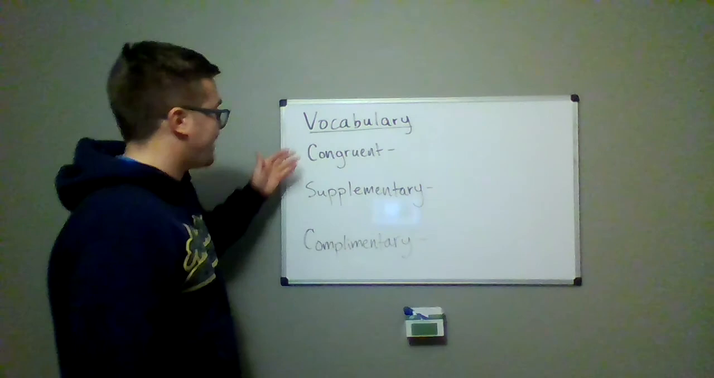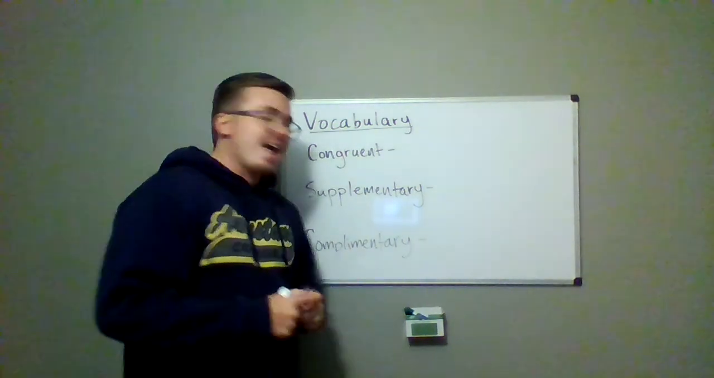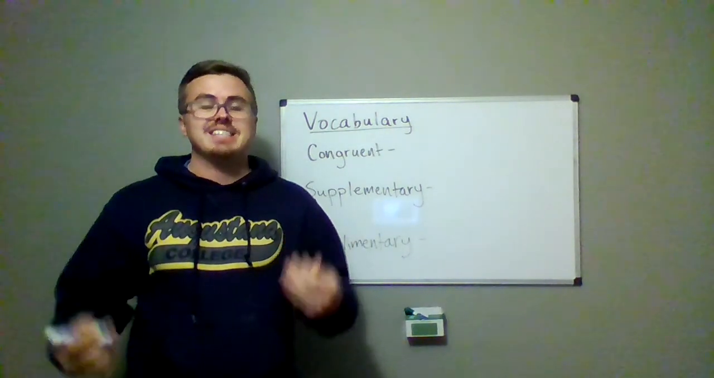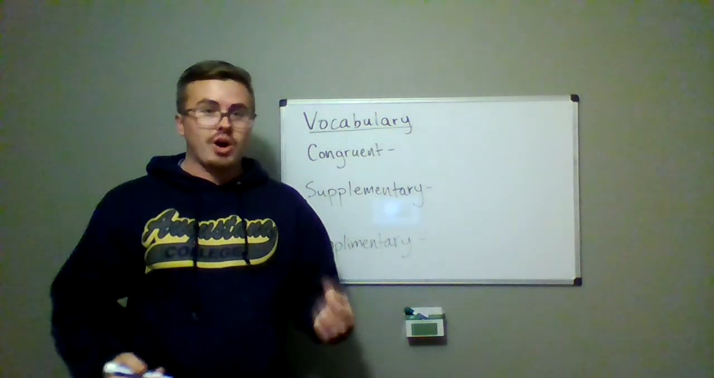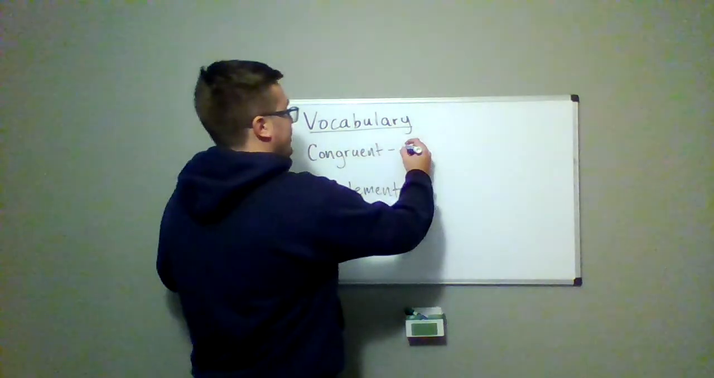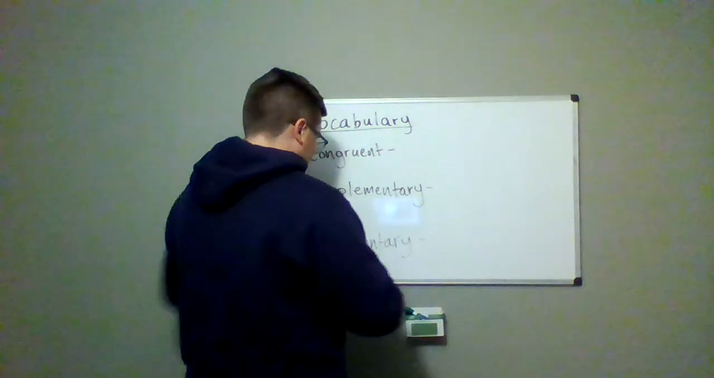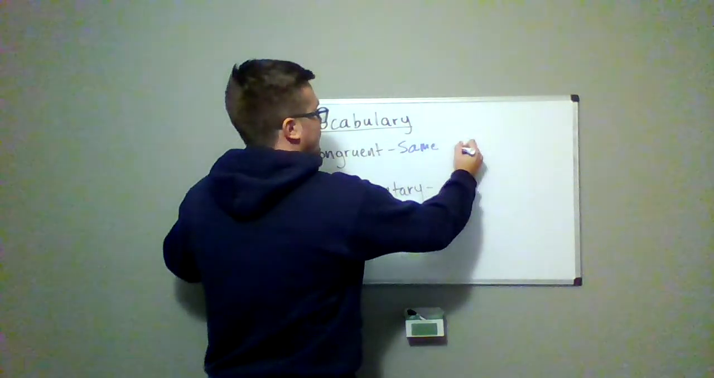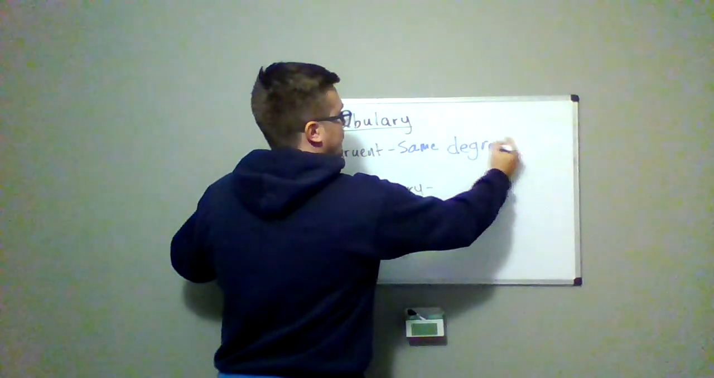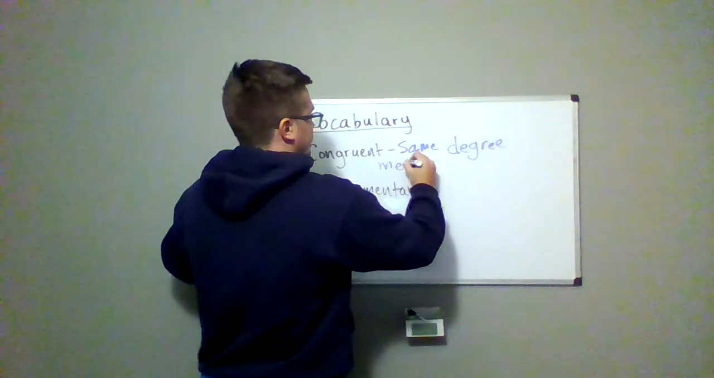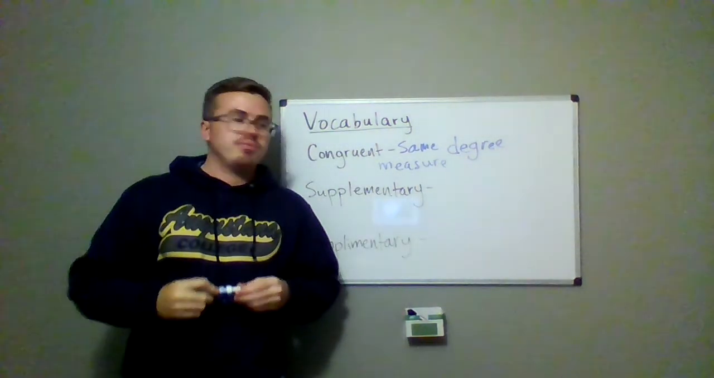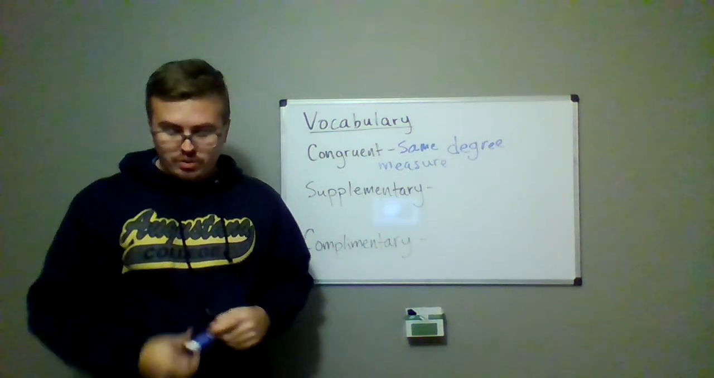So the first term that we've got is congruent, and that one's pretty easy. It just means that things are exactly the same. It's the exact same degree measure when we're talking about angles. So for congruent, our definition is, that marker's not congruent. Our congruent definition is the same degree measure. And remember, we've got a bunch of angle pairs that end up being congruent.